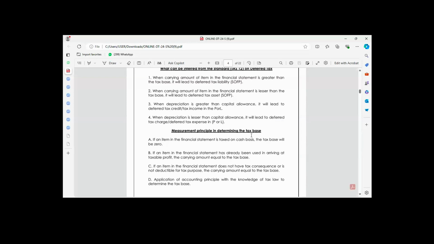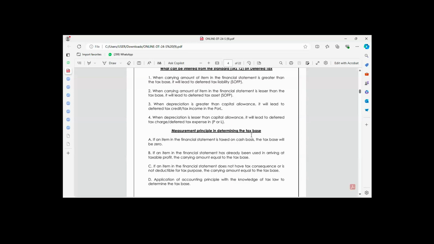Principle 1: if an item in a financial statement is taxed on cash basis, the tax base will be 0. Go to the question. Is there any item that is taxed on cash basis? Yes, in the additional information they said interest is taxed on cash basis. If I get to interest, the tax base will be 0.